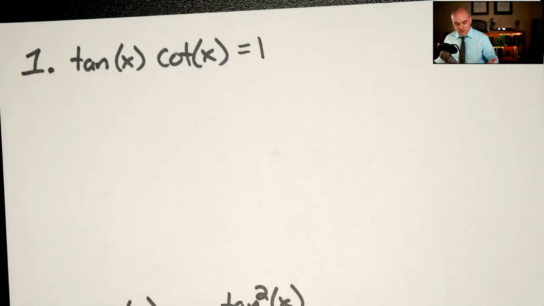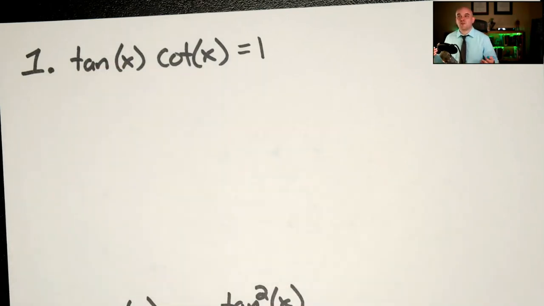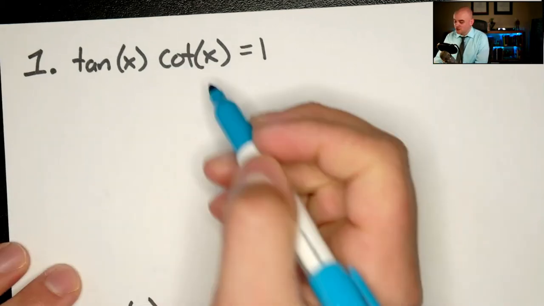And so for this first one, when I'm looking at it, I think, okay, I don't know where to start. I'm just going to start putting down something. I know tangent is equal to sine over cosine, so maybe that can help me. I also know that it is equal to 1 over cotangent. And I'm multiplying these two things.